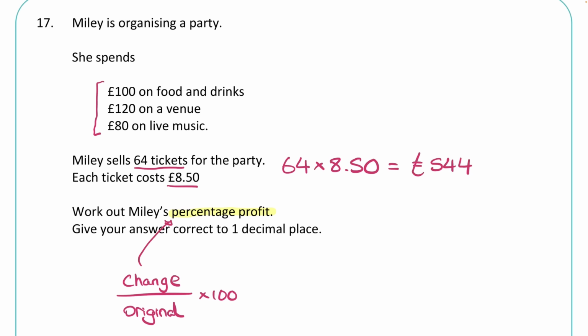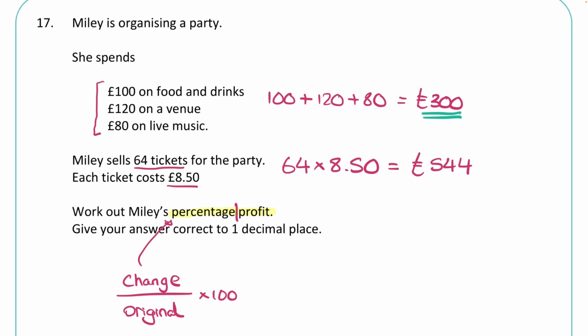So that's how much money Miley gets after selling all the tickets. But up here we have the total amount that she's spent. So we have 100 plus 120 plus 80, relatively nice numbers there, that adds up to £300. So that is the original. That's what she spent. She spent £300 and she sold all the tickets and got £544.